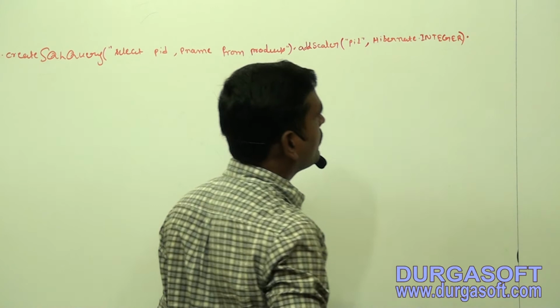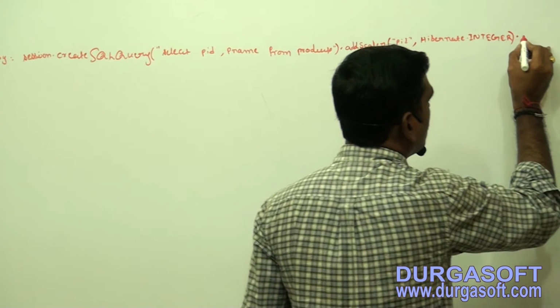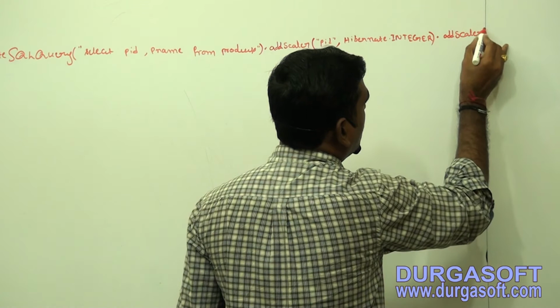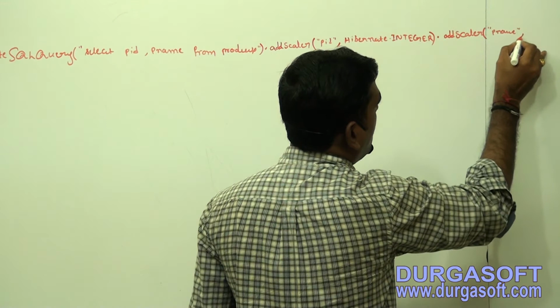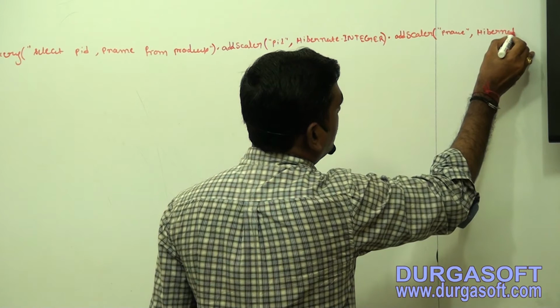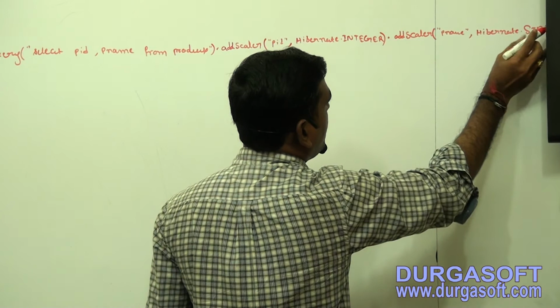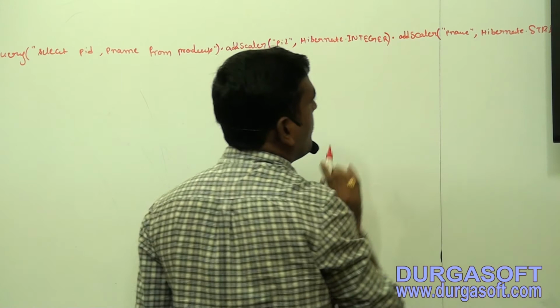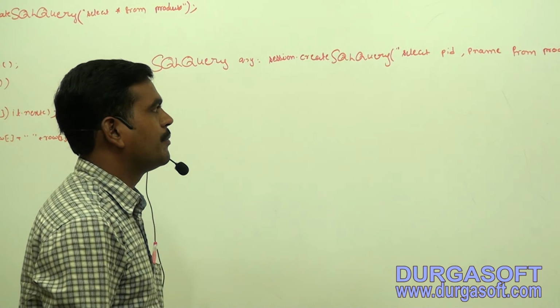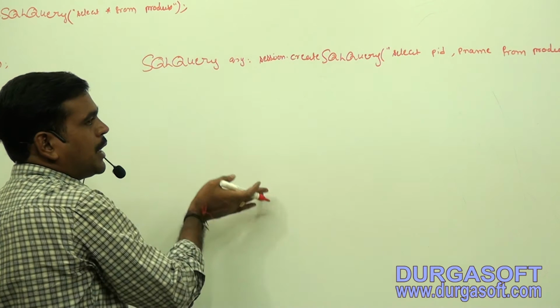The next addScalar, under that PNAME comma Hibernate.STRING. Then, after that, if we want typecasting to object type, then we have to take the addEntity method also.